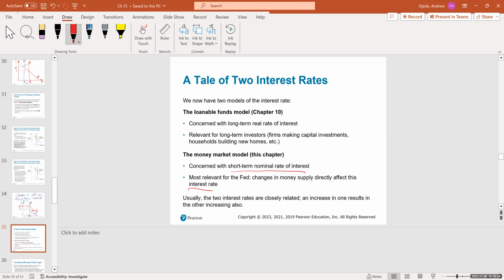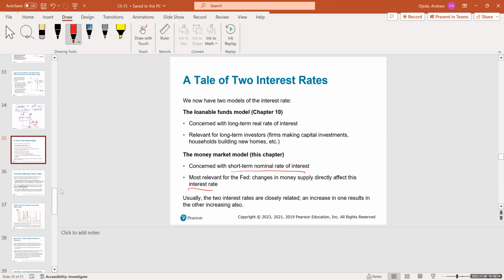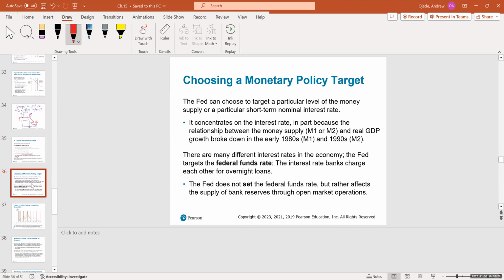The two interest rates are closely related, and an increase in one results in the other increasing also. So when the Fed is increasing this nominal interest rate, that ends up driving up the long-term interest rates, and the real interest rate might go up as well. So just remember that. So now let's discuss a little bit about choosing the monetary policy target.